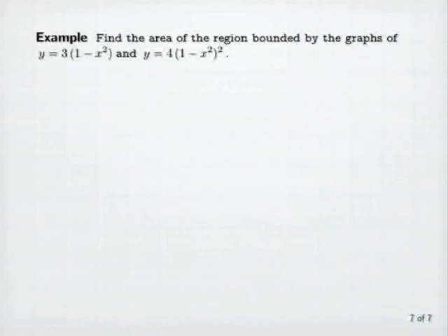One more example. Let's find the area of the region bounded by the graphs of y equals 3 times 1 minus x squared and y equals 4 times the square of 1 minus x squared. Now let's get a picture of what we're dealing with here.